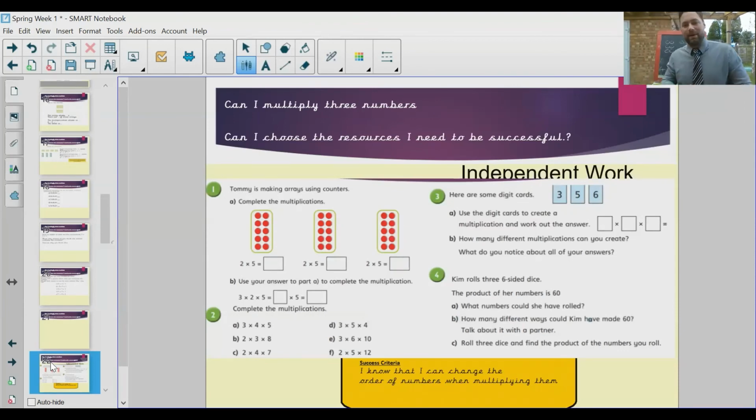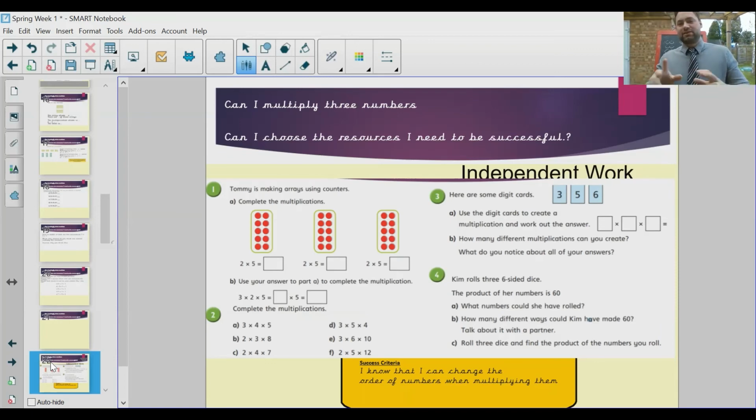And in today's independent work, question 1, Tommy is making arrays using counters. Complete the multiplications in the boxes below. And in part B of question 1, use your answer to complete the multiplication. Question 2, you just need to complete the multiplications for the second challenge.